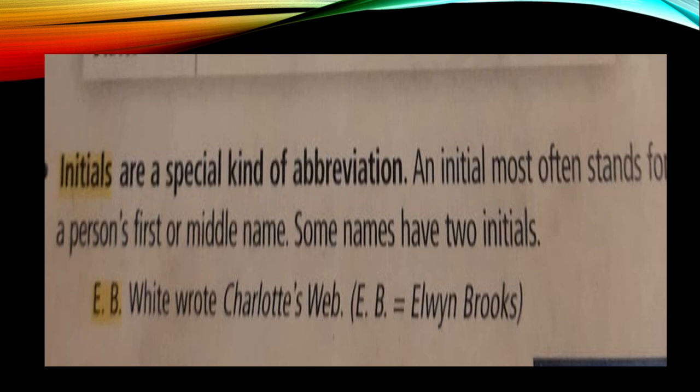Now we have another kind of abbreviation. Those are called initials. Initials are special kinds of abbreviation. An initial most often stands for a person's first or middle name. Some names have two initials. We have one example here. E. B. White wrote Charlotte's Web. E. B. equals Elwyn Brooks. If you want to write Ana Luisa Bermea, you may write Ana L. Bermea. The L will stand for Luisa.